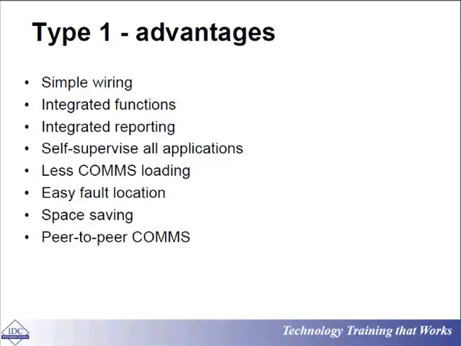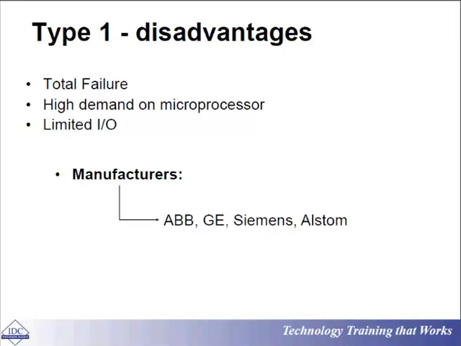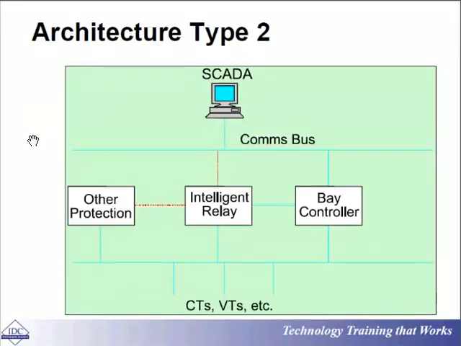Is it good? Yeah. But what about disadvantages? Disadvantage, you may have a total failure. Total failure, yes. If that IED fails, well, that's a total failure. And since you have put all that task on that same IED, the microprocessor of that will be in high demand for the information. So you need to put a very high demand microprocessor. You have to strengthen that microprocessor. And of course, it has got limited IOs. How can I expand? How can I develop?